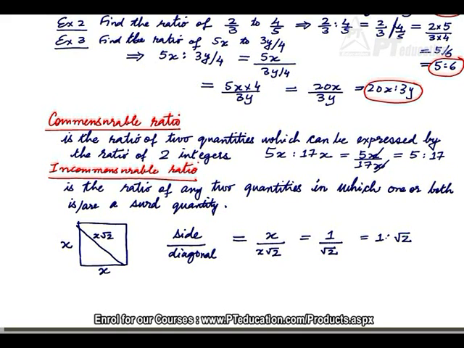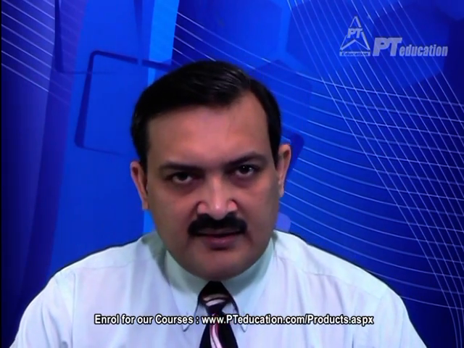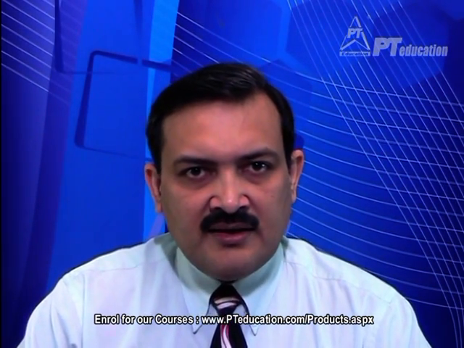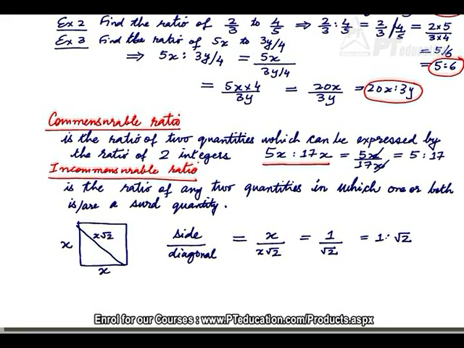We are asked to find side upon diagonal, which is equal to x upon x root 2, which is equal to 1 by root 2 because x gets cancelled out, which is equal to 1 is to root 2. Now we know very well that root 2 cannot be further simplified in an integral fashion. Thus, 1 is to root 2 is an incommensurable ratio. I hope this example made it very clear for you to understand both commensurable and incommensurable ratios.